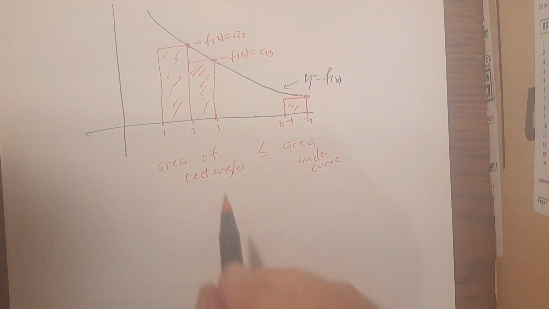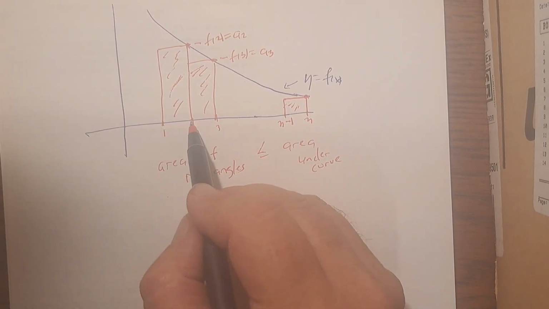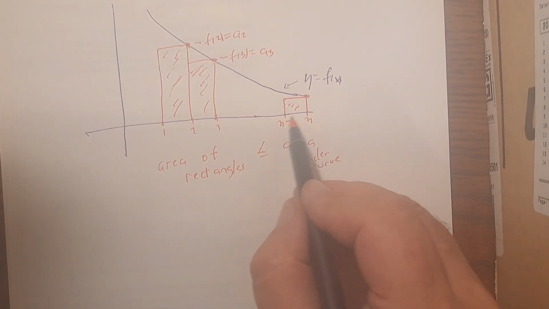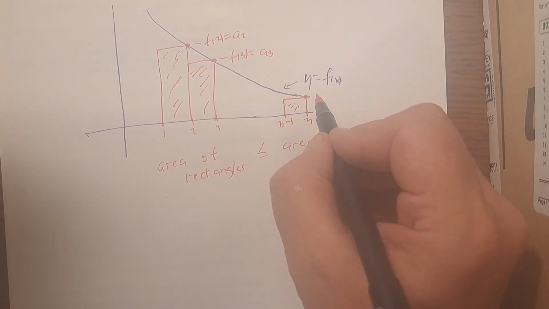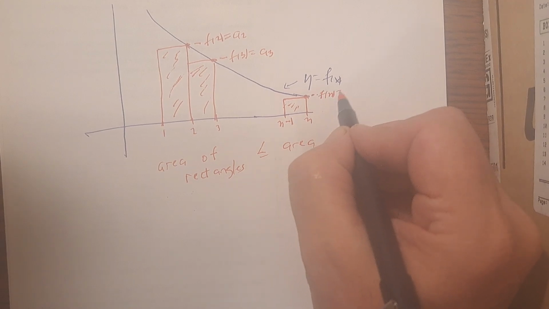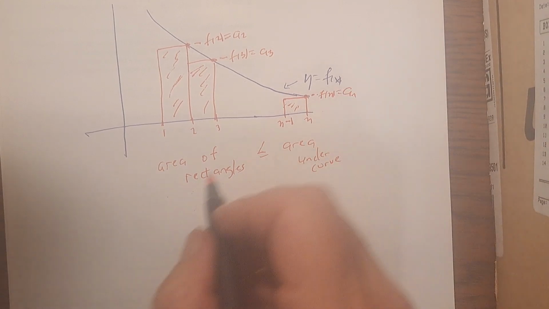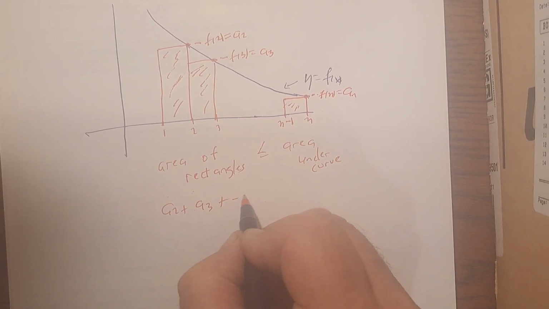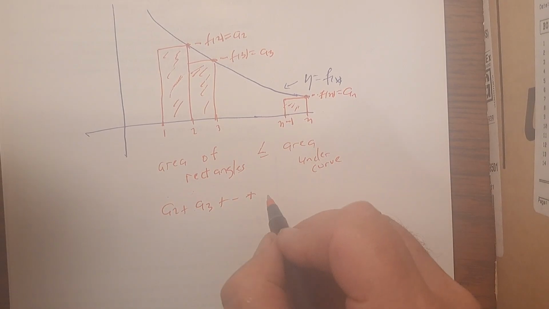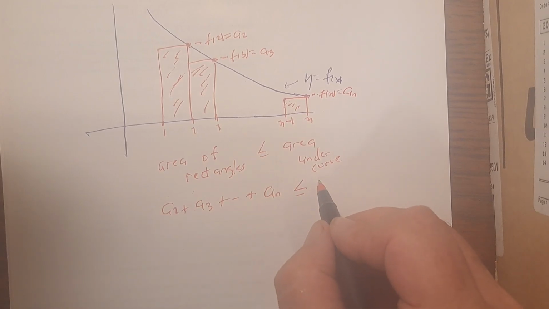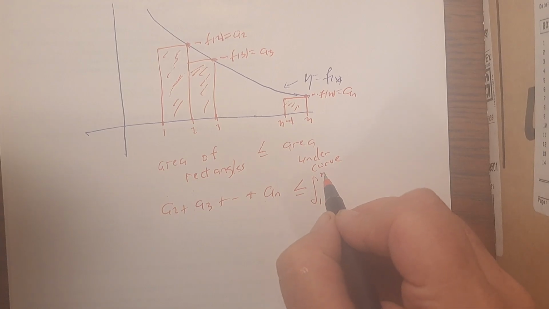Now the first rectangle is 1 wide and a2 high. The next one is 1 wide, a3 high. The last one is 1 wide and a sub n high. So add up those rectangles together, you get a2 plus a3, up to the last one, a sub n. And the area under the curve is the integral from 1 to n.